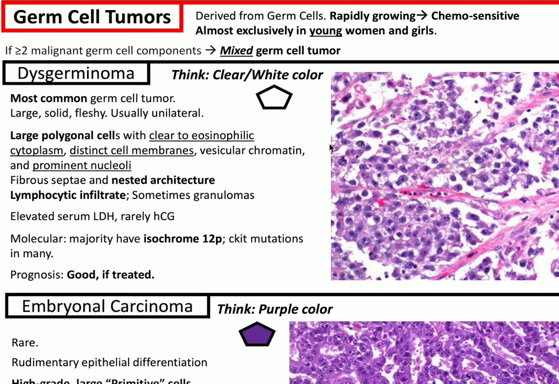It'll be large, solid, fleshy, usually unilateral, and cytologically you'll have these large polygonal cells with clear to eosinophilic cytoplasm, distinct cell membranes, vesicular chromatin, and prominent nucleoli. You'll have fibrous septae and nested architecture. You can have lymphocytic infiltrate. Sometimes you can have granulomas. There'll be elevated serum LDH, rarely HCG. Molecular, majority have isochromosome 12p, and c-KIT mutations in many. Prognosis is good if treated.